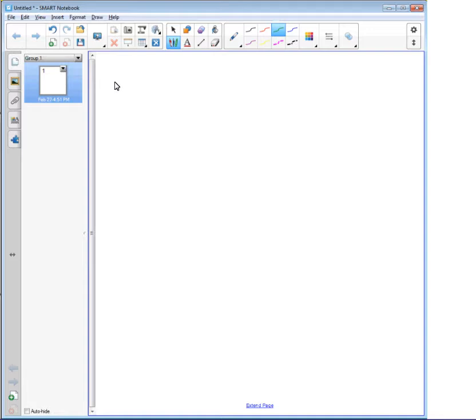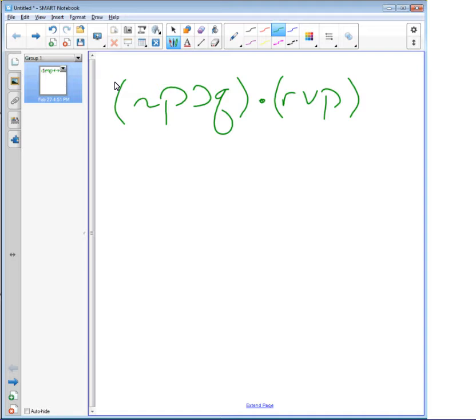So a substitution instance is basically doing the opposite of putting it into its detailed form. We're basically just doing it in reverse. So say we have something like negation P horseshoe Q dot R wedge P. Say that's our formula.